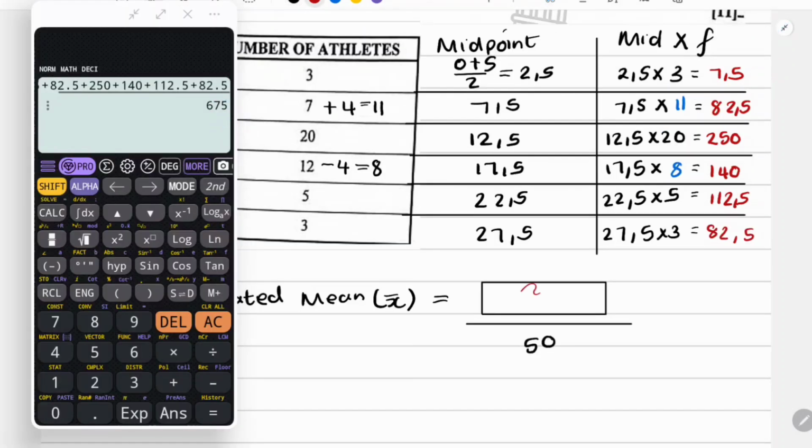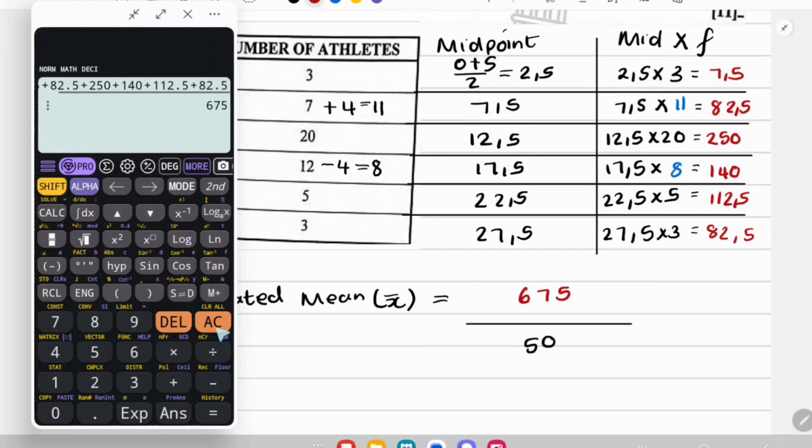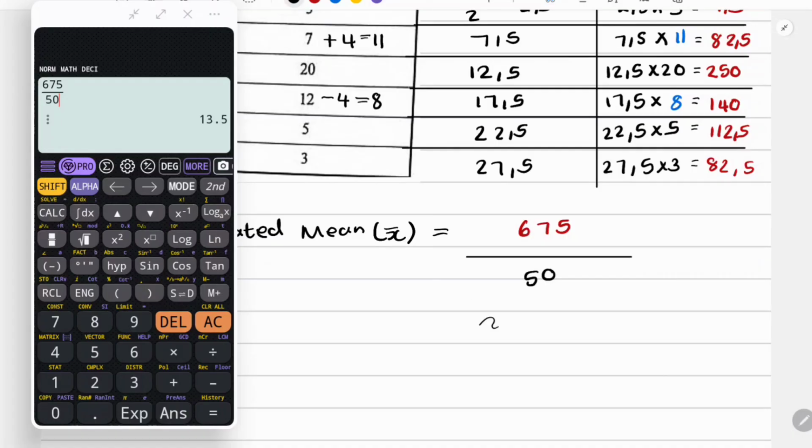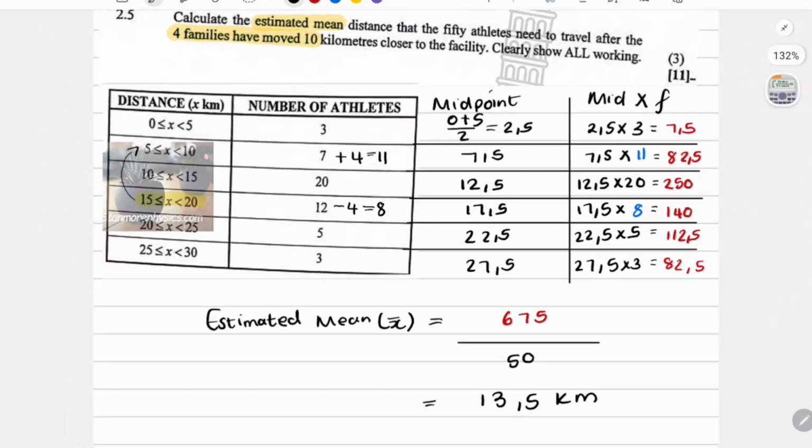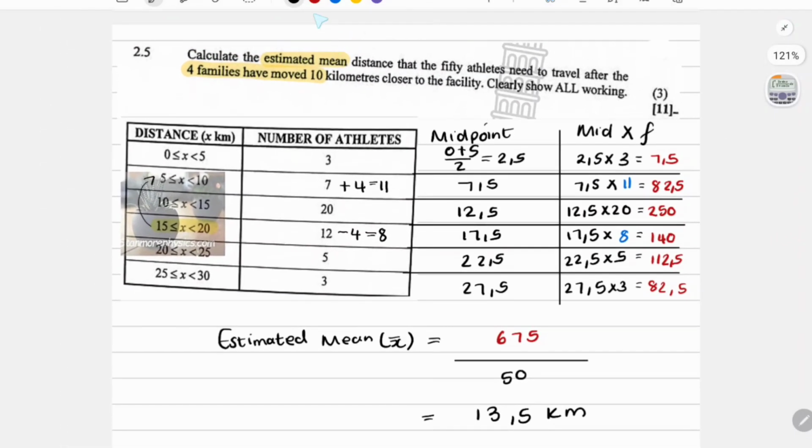And when we add that up, we get 675. So we're really just going to say 675 divided by 50 to find our mean. And our mean is 13.5 kilometers. So that is our answer for the estimated mean. And that is it for question 2, which is a total of 11 marks.